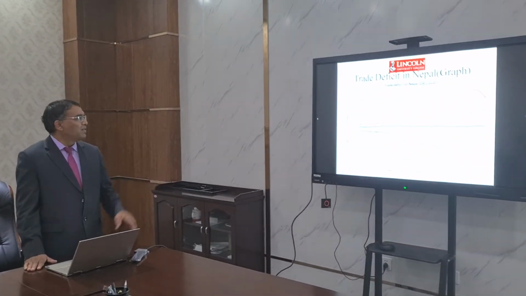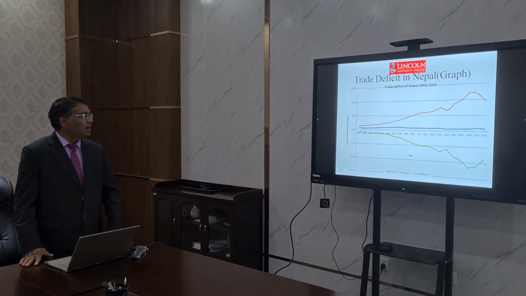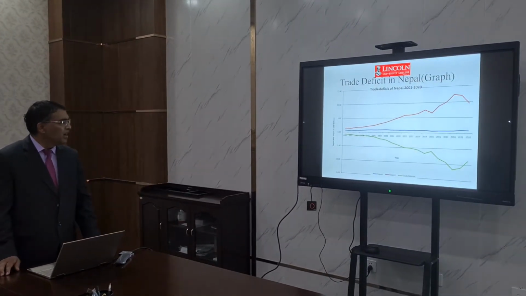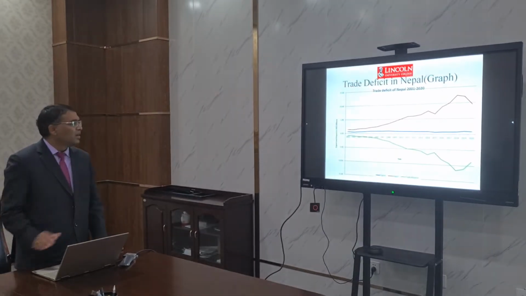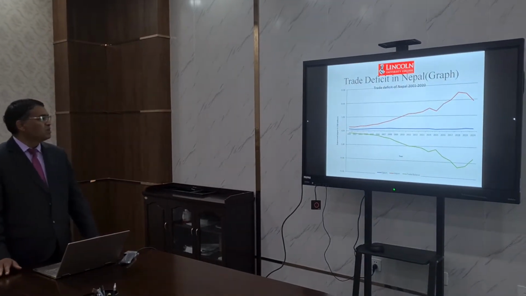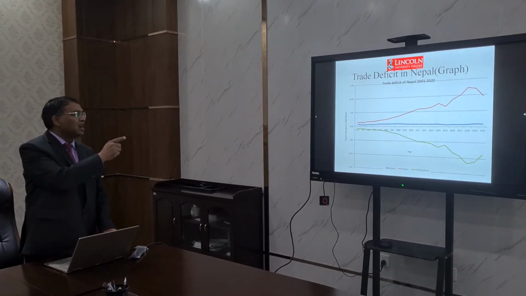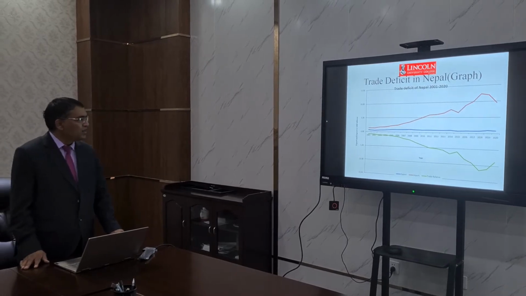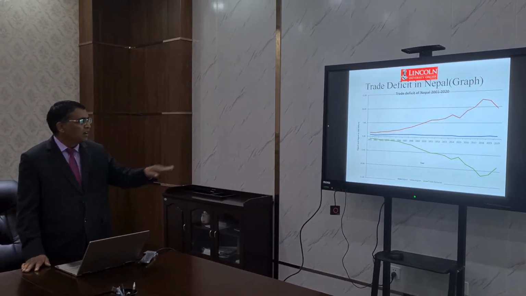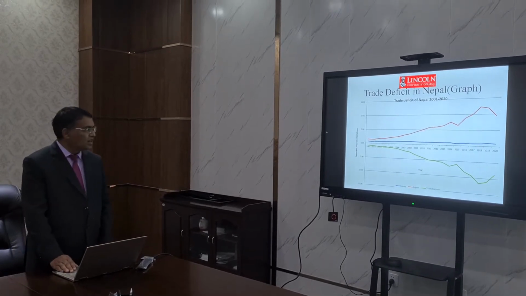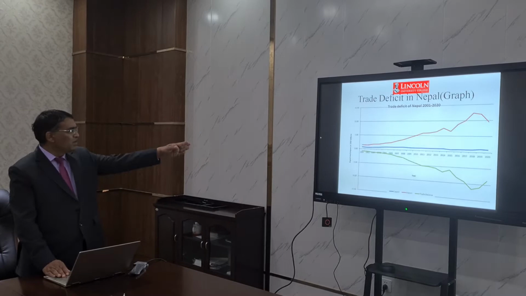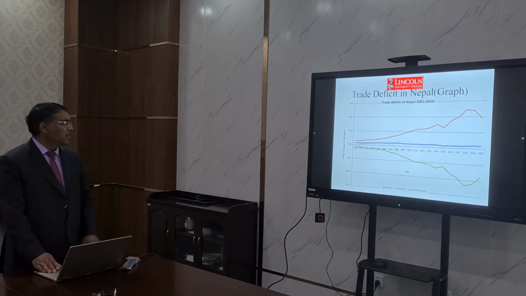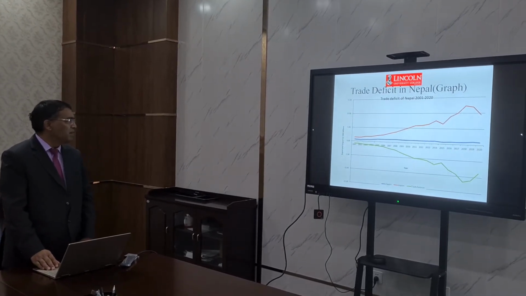If we see the graph that shows the trade deficit of Nepal in the 2020s, the blue line shows the export, which remains almost stagnant, and the red line shows the import, which is galloping at an alarming rate. The green line is the trade deficit, which is increasing. I have shown the years 2001 to 2020 on the x-axis, and export and import in US dollar billions on the y-axis.